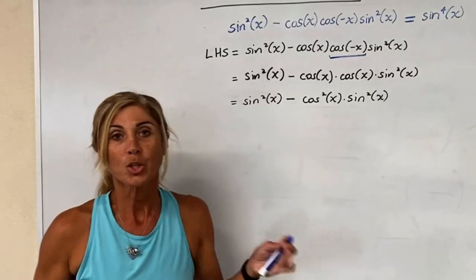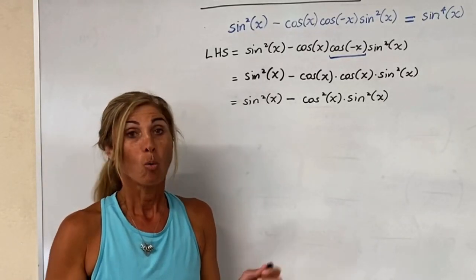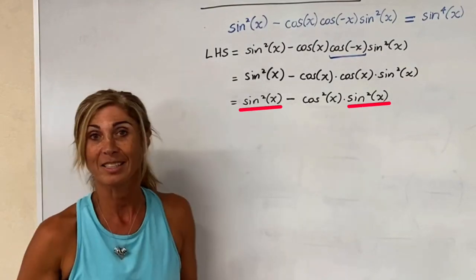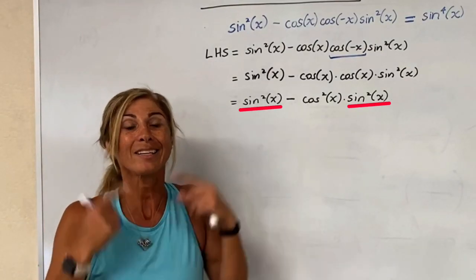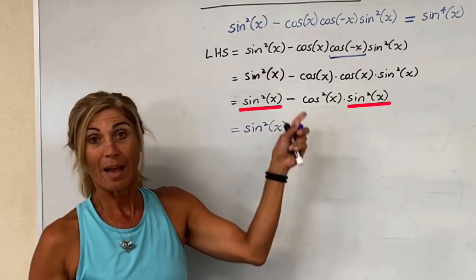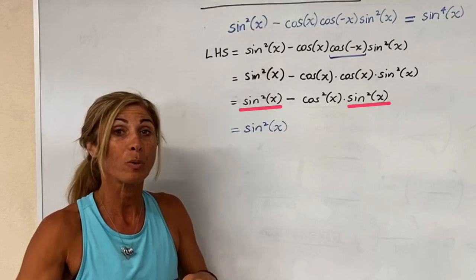At this point, what do you think we should do? Or what do you recognize? If you have said we have a sine squared x in both terms, then the next thought process is we should be able to factor it out. So if we factor out a sine squared x, what are we left with?